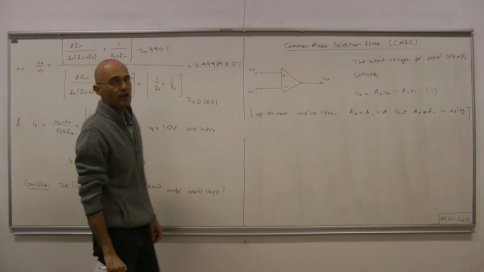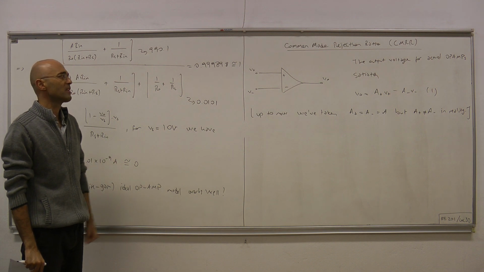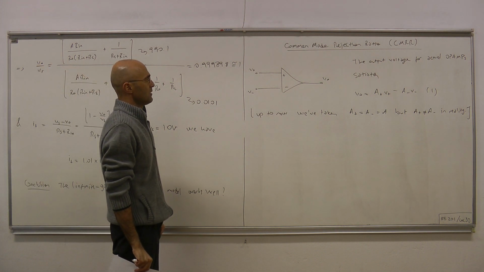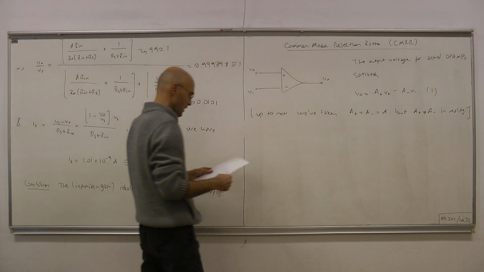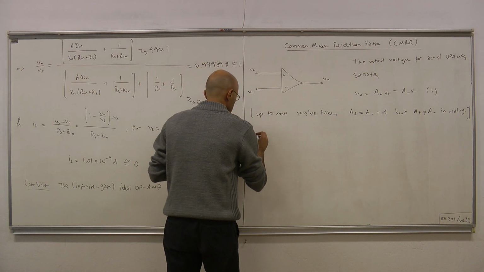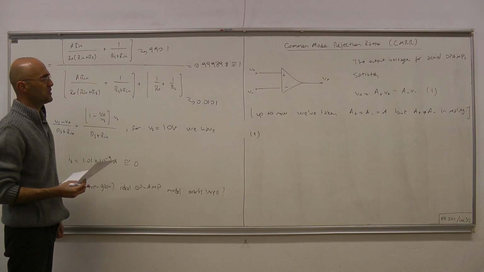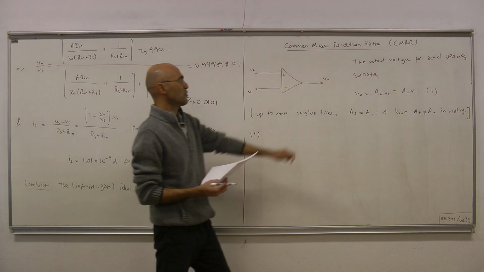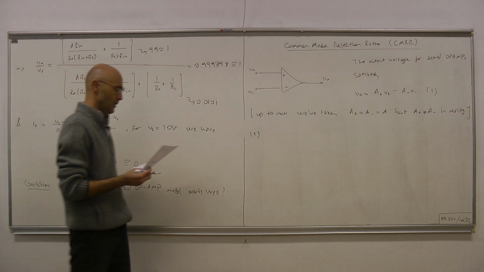And how close they are to one another determines how, let's say, high quality your operational amplifier is. And the characterization of that quality is expressed in terms of the so-called common mode rejection ratio, which we will now define.